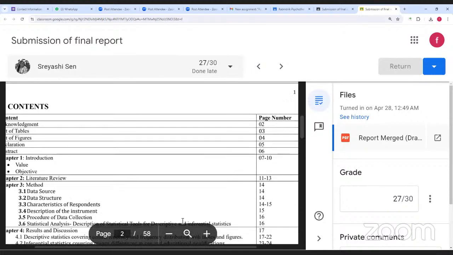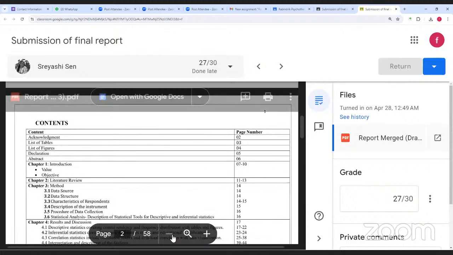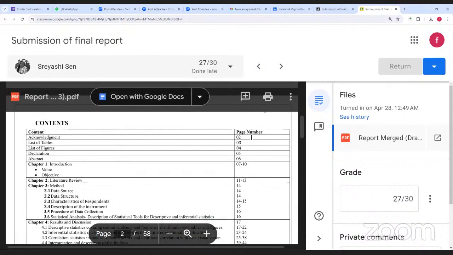And this is the contents. Now let me show you the content. You show the contents, page number. Abstract will also be there. Acknowledgement is there, list of tables, list of figures, declaration, abstract.